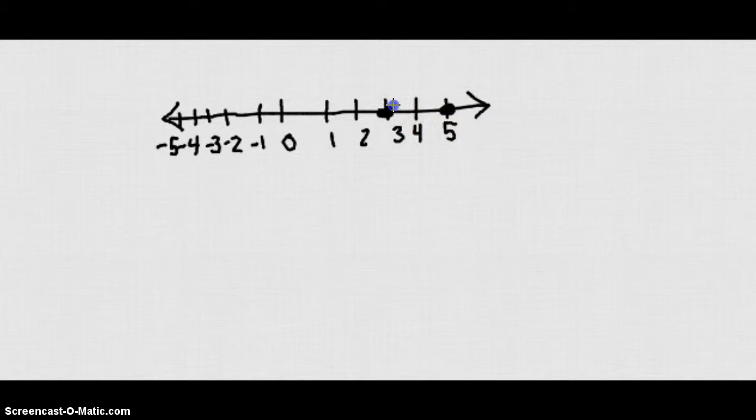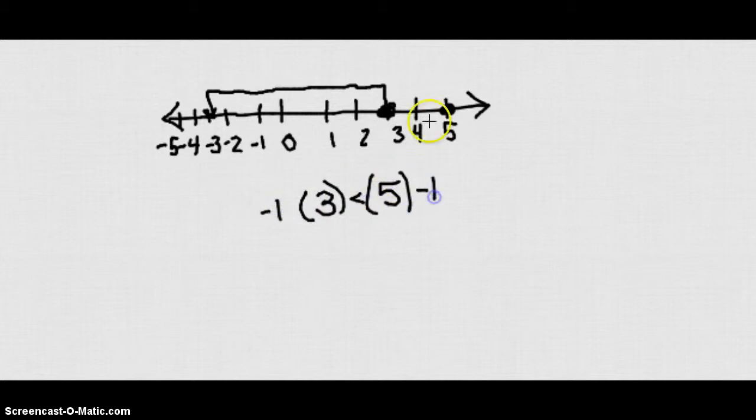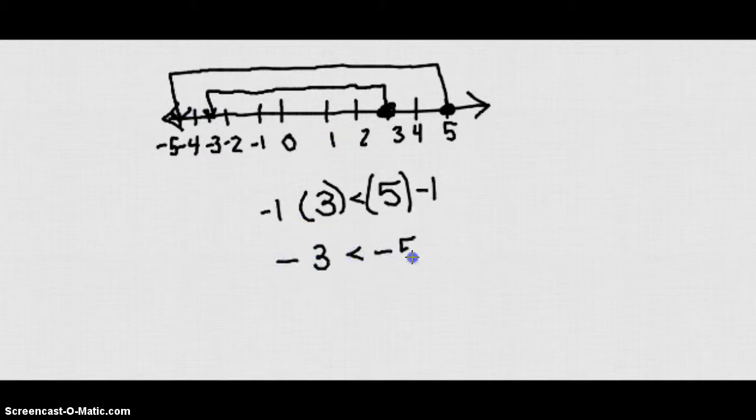If I multiply each of those by -1, we know that 3 is less than 5. But if I take 3 times -1, it's going to be -3, so it comes over here. If I take 5 times -1, it's going to come all the way on the other side of 3. So I'd have -3 is less than -5. That is not true. We would have to switch the sign to make it -3 is greater than -5.